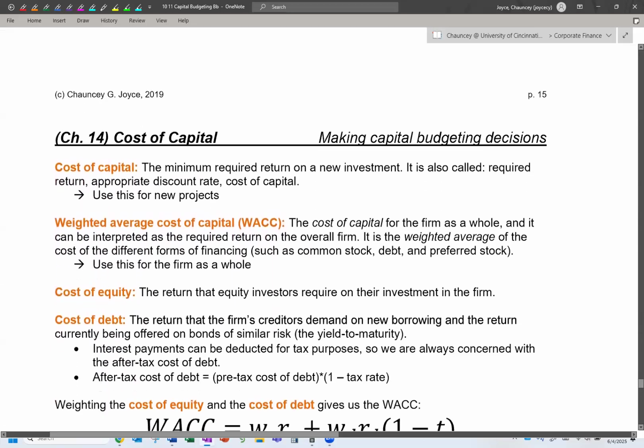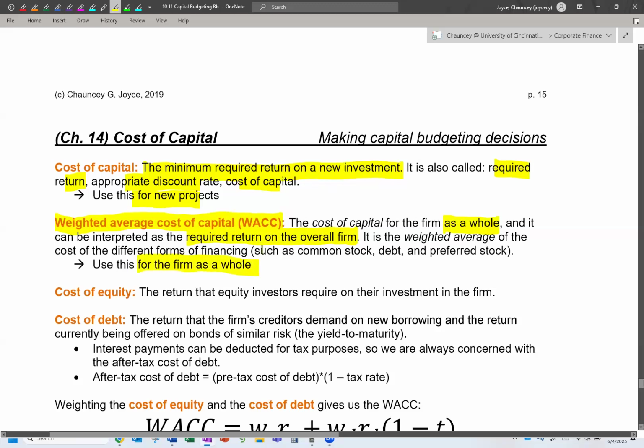So one more slide here. Cost of capital, again, that's the minimum required return on a new investment. You often hear it called required return, appropriate discount rate, or just cost of capital. Use it for new projects. When you have the weighted average cost of capital, that's the cost of capital for the firm as a whole. It's the overall required return on the firm. Use this for the whole firm.